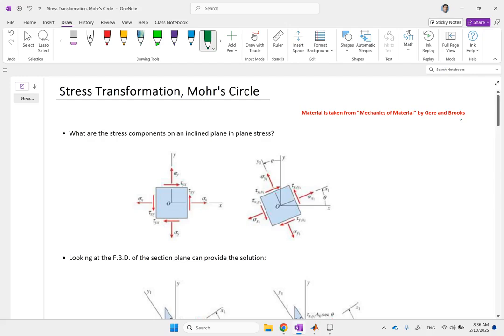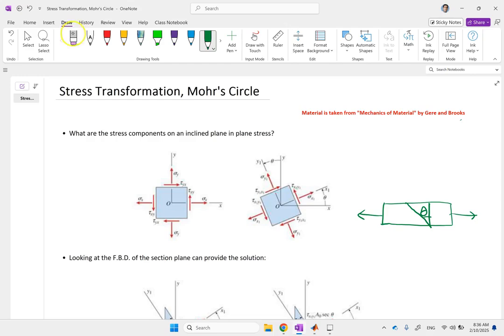So if you remember earlier, I had a video where, if you had a bar under tension or compression axial load, what happens if you rotate the plane with angle theta and calculate the stress on that? We found that there is a shear stress and a normal stress on that, correct? So now we're going to do it in 2D.